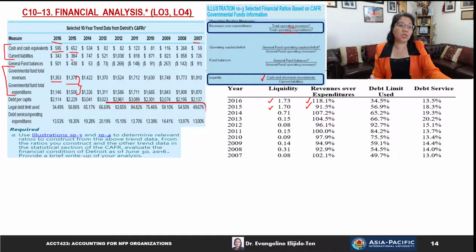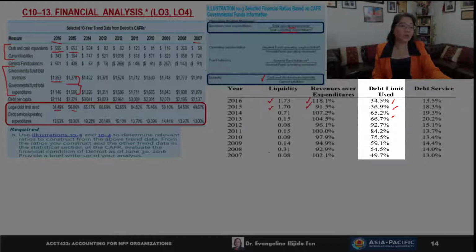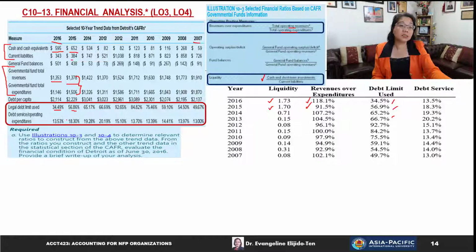For the legal debt limit used, it is actually given to us. The percentages are given: 34.49% and 56.86%, and so we can just put that in. We don't even have to do any calculation for the legal debt limit used. The same is true with the debt service over operating expenditures. It's also given: 13.53% for 2016 and 18.30% for 2015, and so forth and so on.